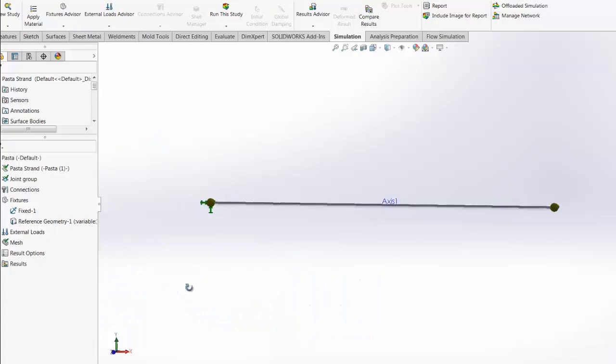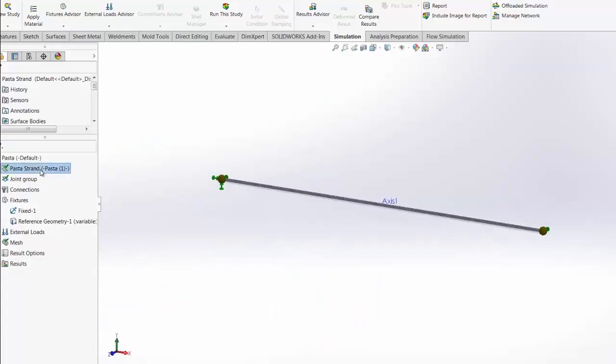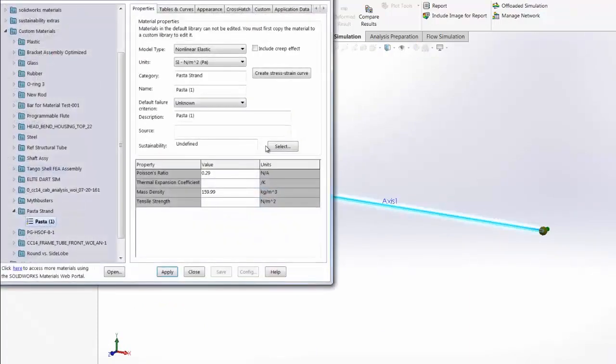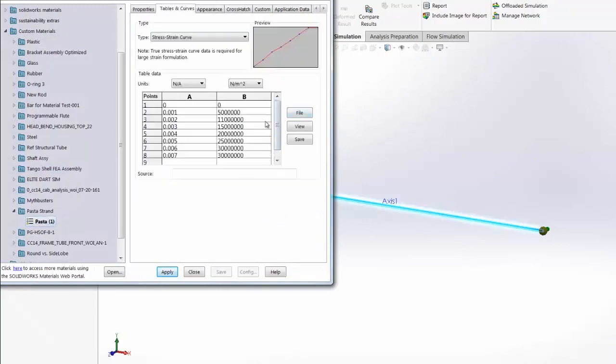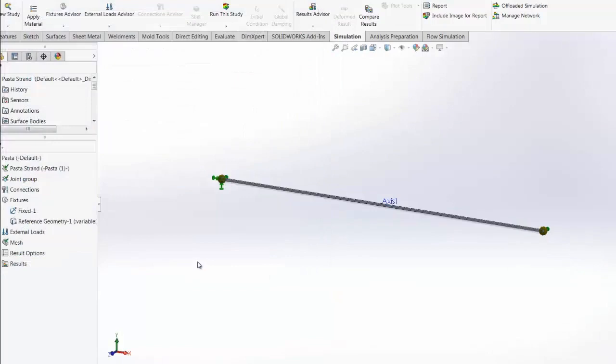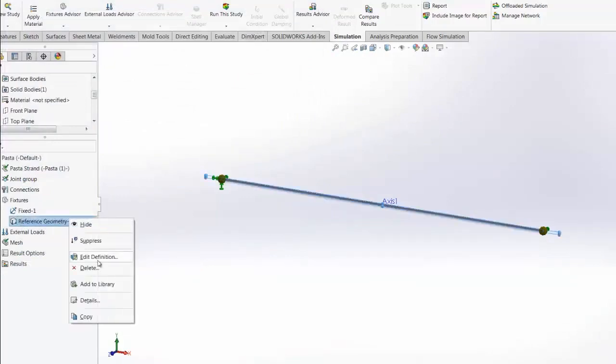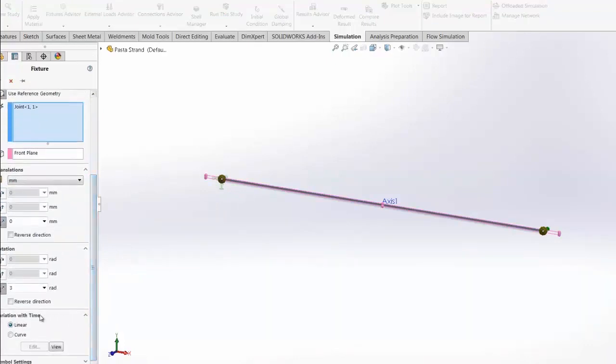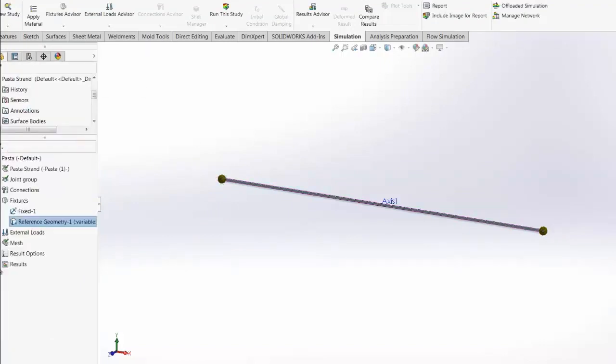To solve this in nonlinear simulation, first I solve the pasta strand as a beam with two joints on either side. Then I apply a custom material with a stress strain curve using test data obtained from MIT laboratories. MIT, your leader for pasta stress strain curves, apparently. Next, I put in a piece of reference geometry on one end with a curvature of 3 rads. The other end will be fixed, and this will represent our bending of the pasta rod.